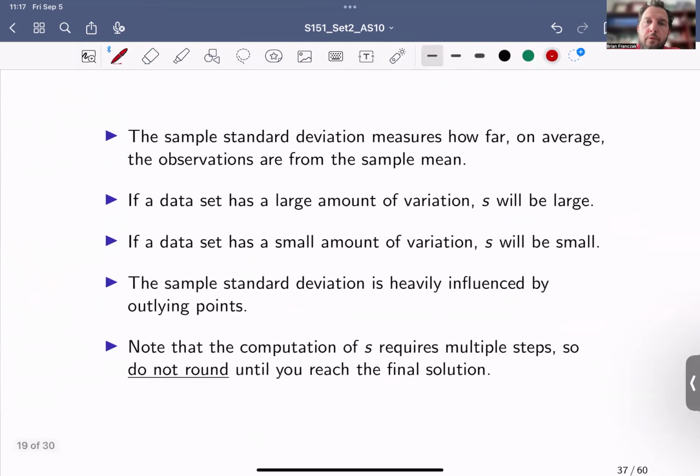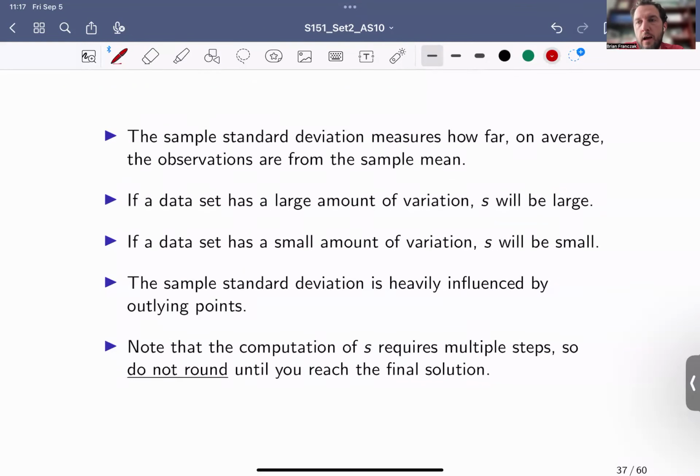So what does the sample standard deviation measure? It measures how far the observations are from the sample mean. So if we have a really big sample standard deviation, it means that the values are very far from the mean. If we have a really small sample standard deviation, it means that the values are close to the mean.